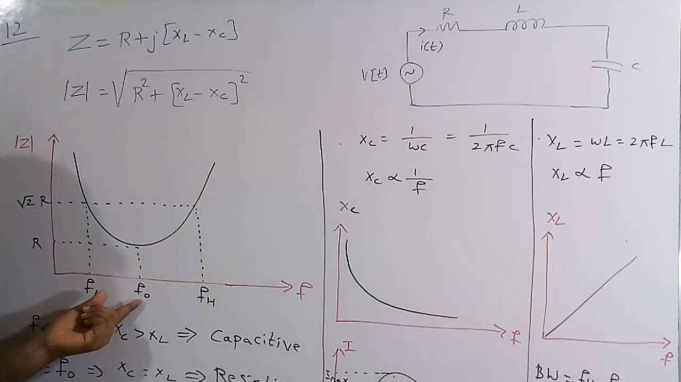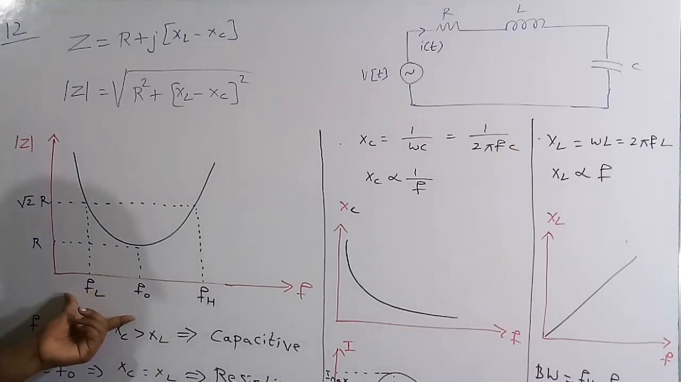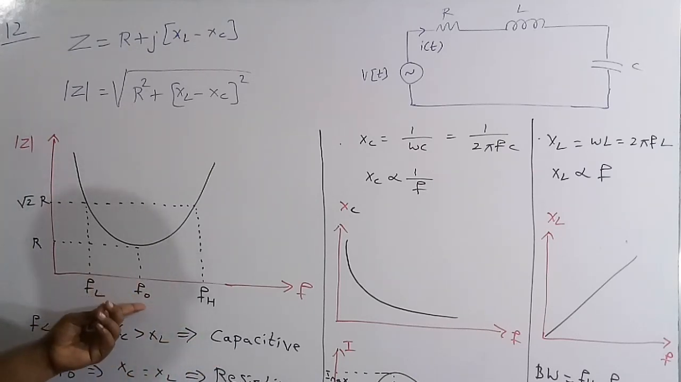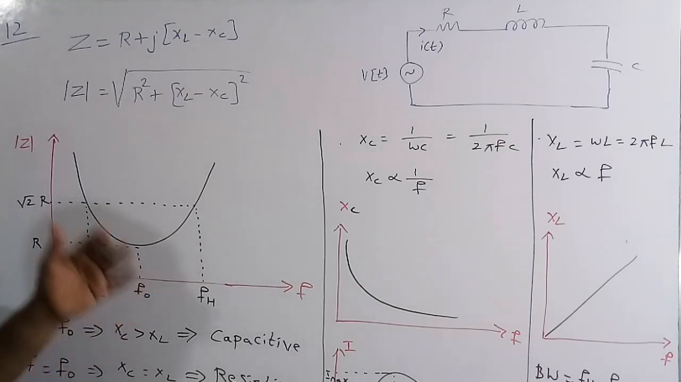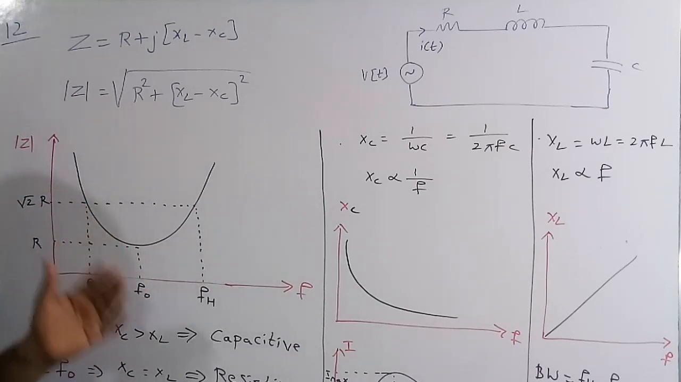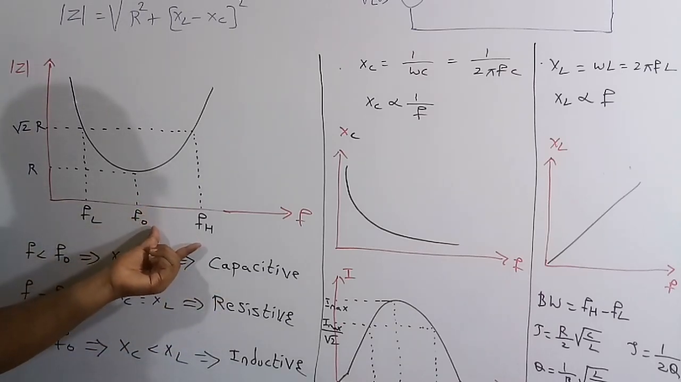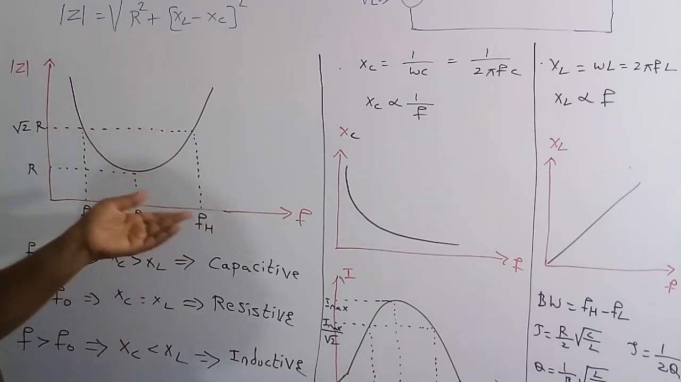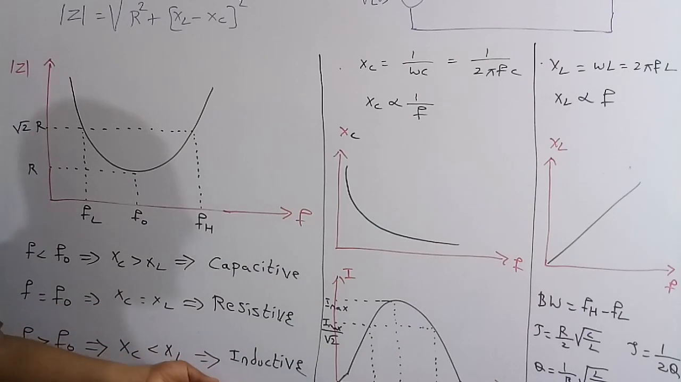For a frequency less than the resonant frequency, the capacitive reactance will be very high when compared to the inductive reactance. Therefore the circuit will act like a capacitive circuit. Similarly, at resonant frequency the inductive reactance is equal to the capacitive reactance, so net we only get the resistive part, and the circuit will be purely resistive. And for a frequency greater than the resonant frequency, the inductive reactance will be very high when compared to the capacitive reactance. Therefore we are going to get an inductive circuit.